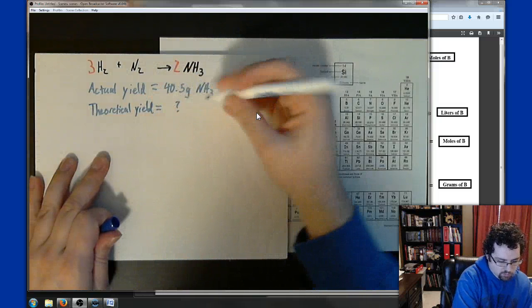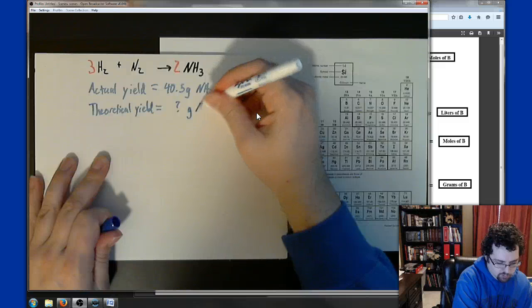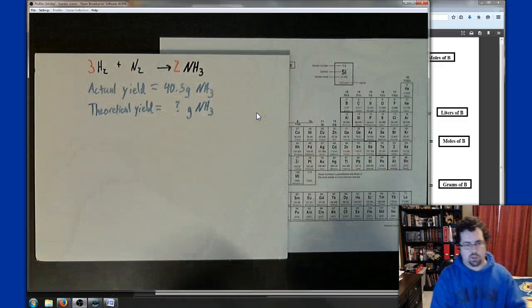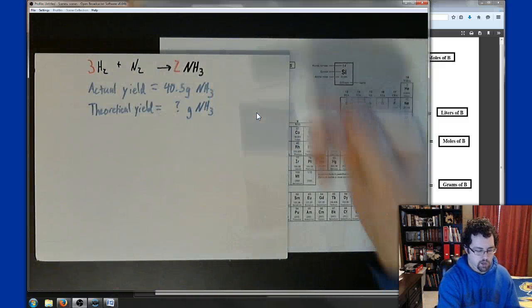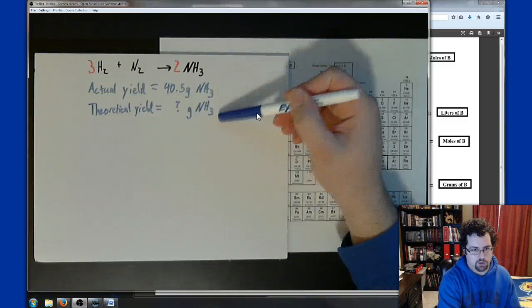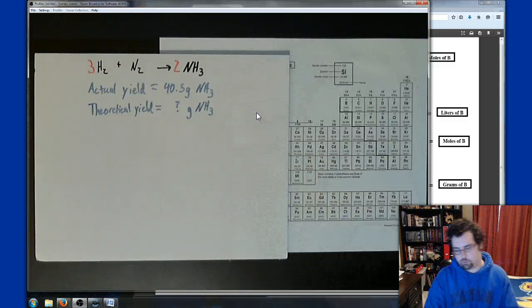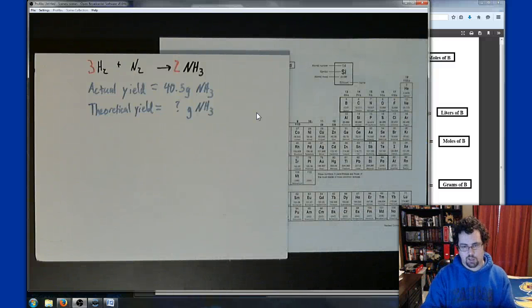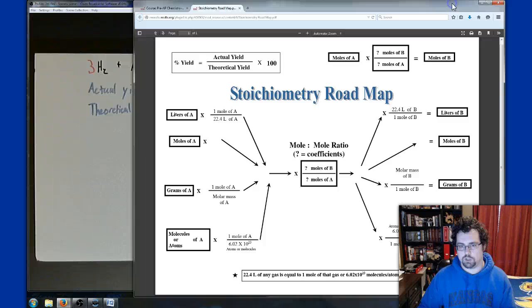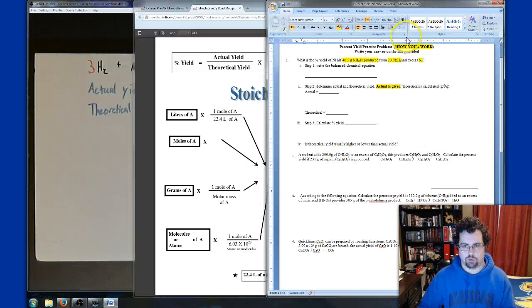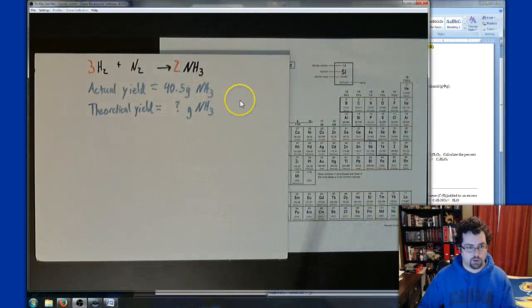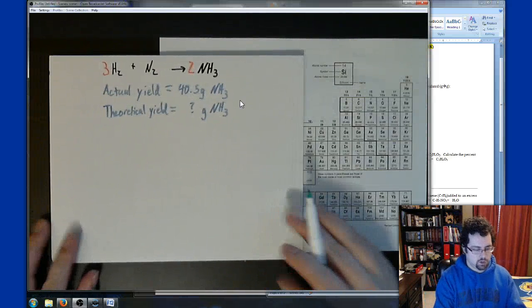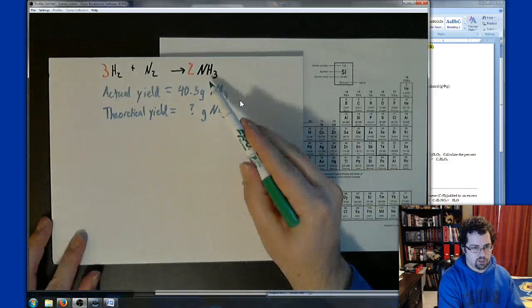This theoretical yield that I'm about to calculate, I don't know what it is yet, but I do know that it should be in grams of NH3 at the end to compare between what I actually got and what I should have gotten. In order to compare, they have to be the same units to get a percent yield. Okay? So, take the other number that you receive, which was 20 grams of H2, and we're going to start with that, and we're going to convert it from grams of H2 into grams of NH3.